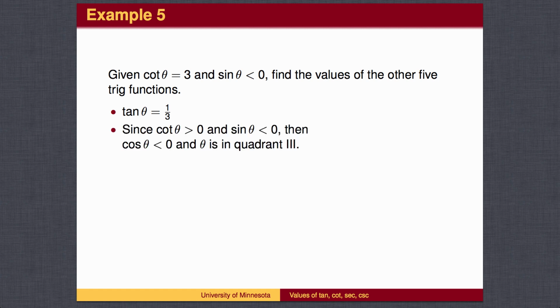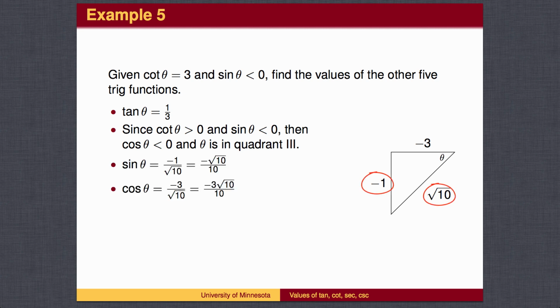Since the sine value is negative and the tangent value is positive, then the cosine value should also be negative, and we will be in the third quadrant. We label our third quadrant triangle with opposite over adjacent equal 1 over 3, and then place a negative sign on both the 1 and the 3, since sine and cosine are both negative. We then use the Pythagorean theorem to find the length of the hypotenuse, and then read off the appropriate values. The sine will be opposite over hypotenuse, the cosine will be adjacent over hypotenuse, and the other functions are reciprocals.